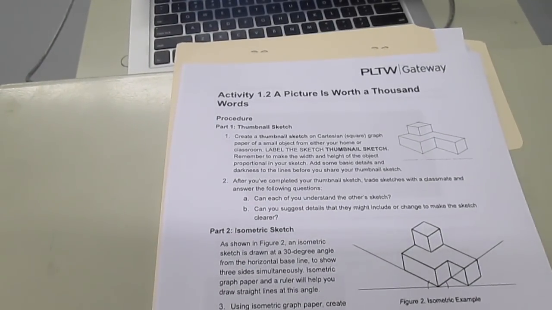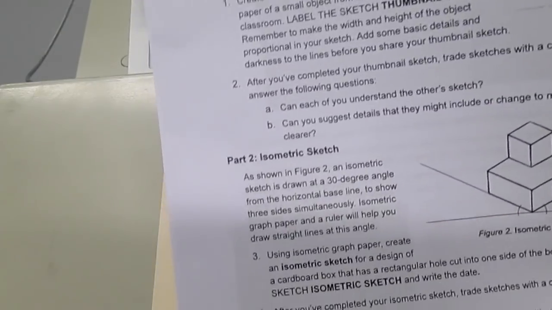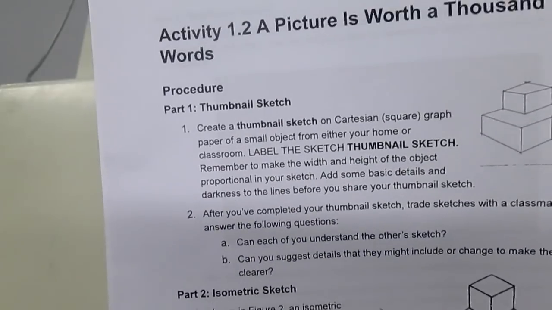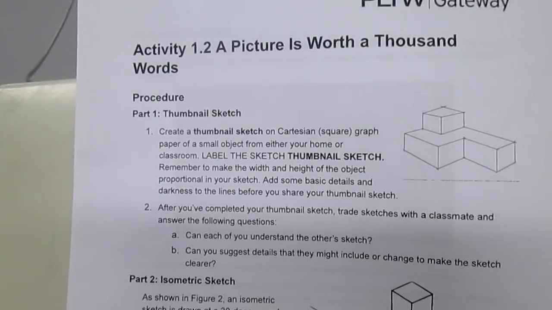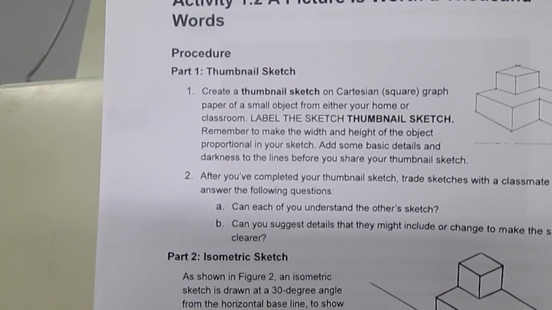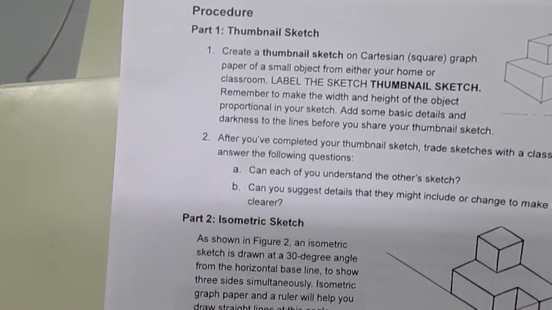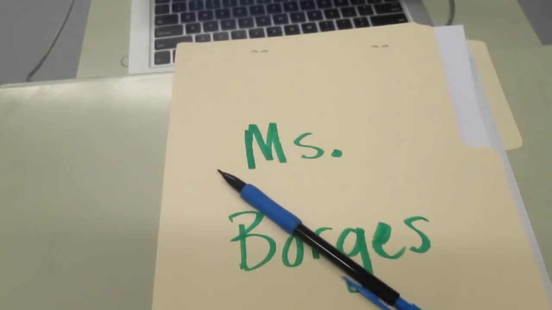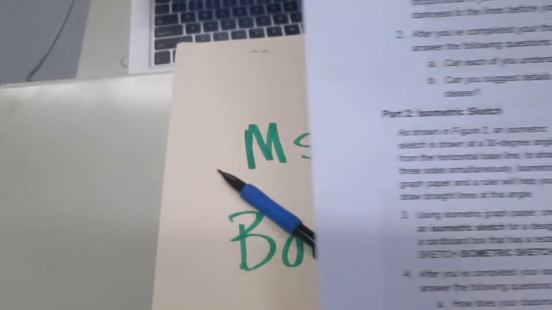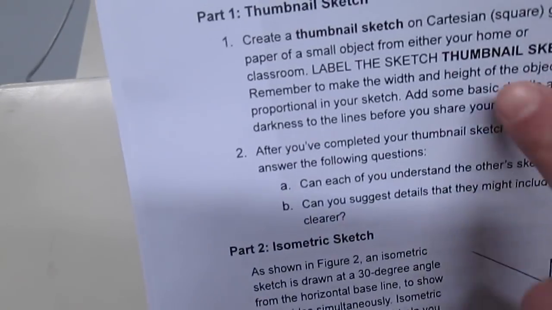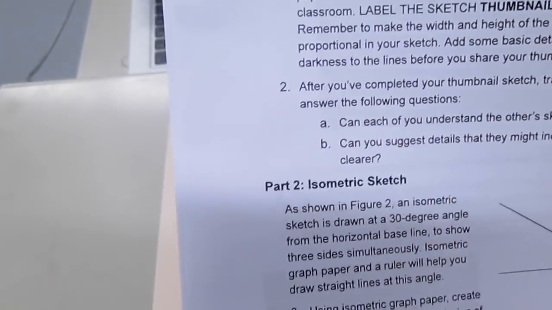Hi everybody, this is the tutorial for activity 1.2, a picture is worth 1,000 words. I would encourage you to follow along on the Google Doc that has the different parts for this activity. I'm going to show you in a notebook each of the different parts, but in order for it to make sense, you should use the Google Doc that has the different parts with instructions.